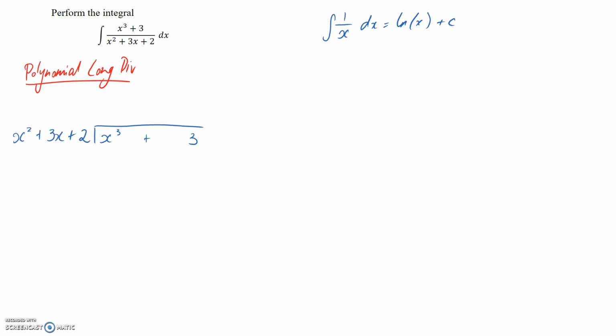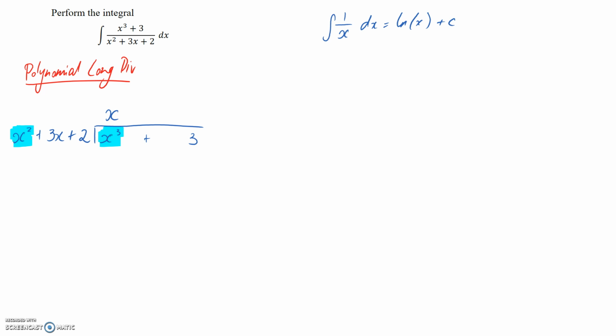Alright, so now what we need to look at is the biggest order terms on both sides. This one is our biggest order term, x squared, and this one's our biggest term inside that symbol. So now we need to think about how many times x squared goes into x cubed. I would say that is going to be x times, because x squared times x gives us x cubed.